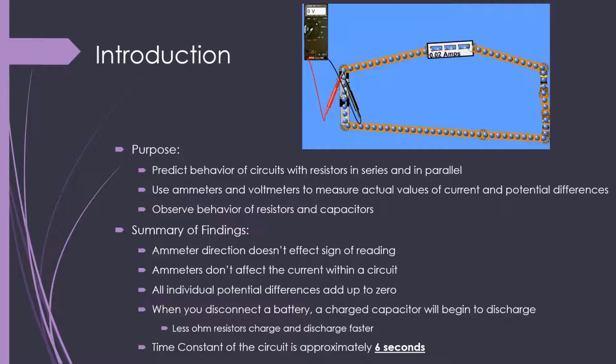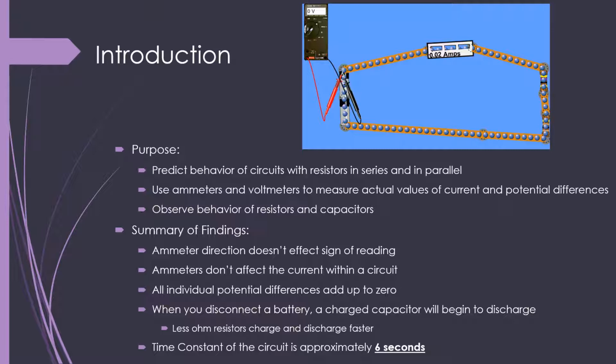Throughout this lab, I found that the direction of an ammeter does not change the sign of its reading, but a voltmeter measurement does change with how its probes are oriented. All of the potential differences across the circuit added up to a total potential difference of 0, as expected.